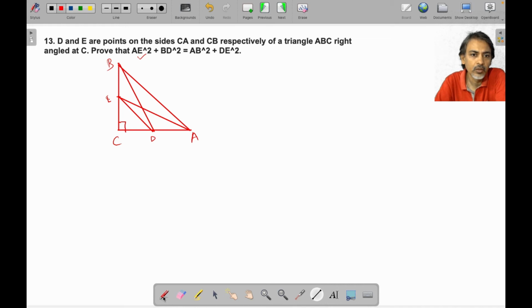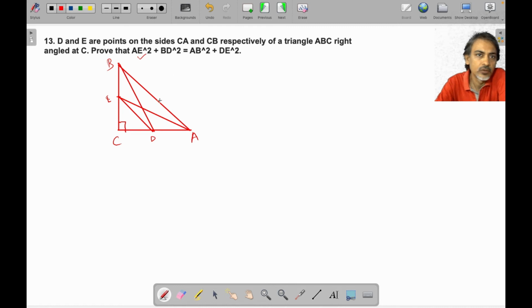Alright, so now you can see that there is a right angle triangle. This is also a right angle triangle. If you look at CED is a right angle triangle, CBD is a right angle triangle, CBA is a right angle triangle, CEA is a right angle triangle. So there are a lot of right angle triangles, and we can very well use Pythagoras Theorem in all of them. So first of all, what is given?